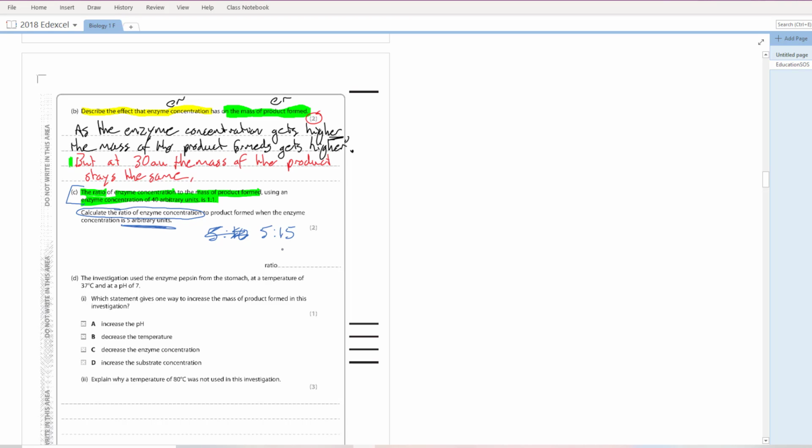Now, it says calculate. I've just read that off the graph. So actually what I need to do is simplify this. So 5 to 15, they both divide by 5. So we're going to say 1 to 3 as our simple ratio.